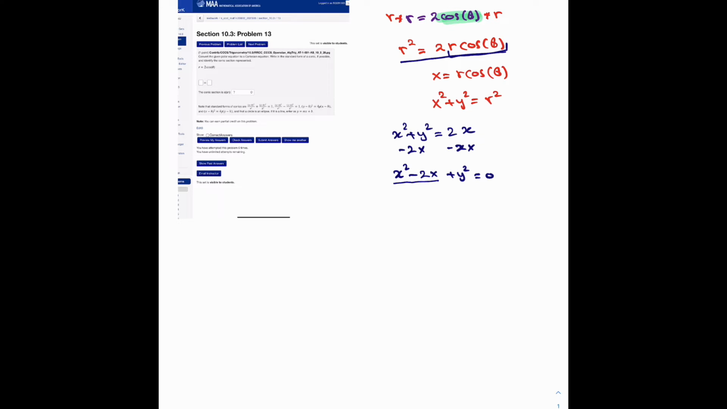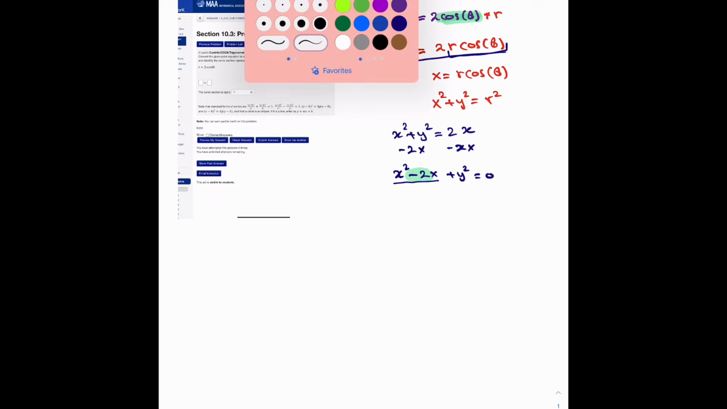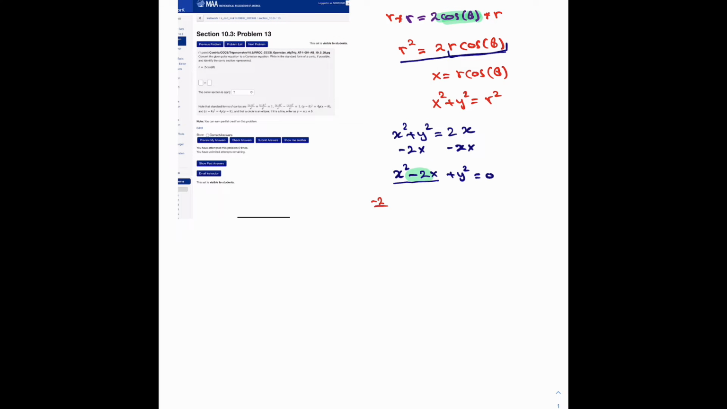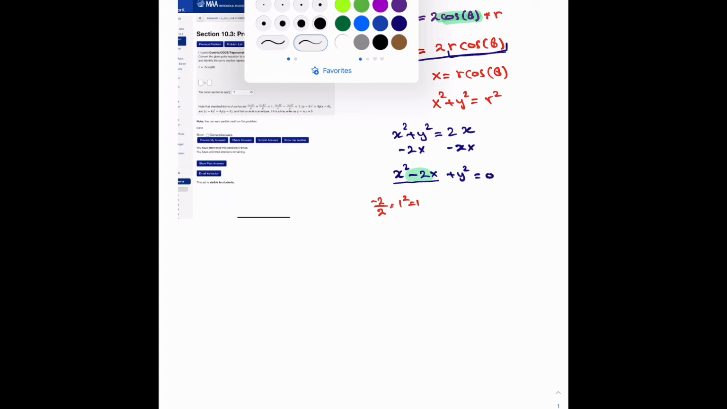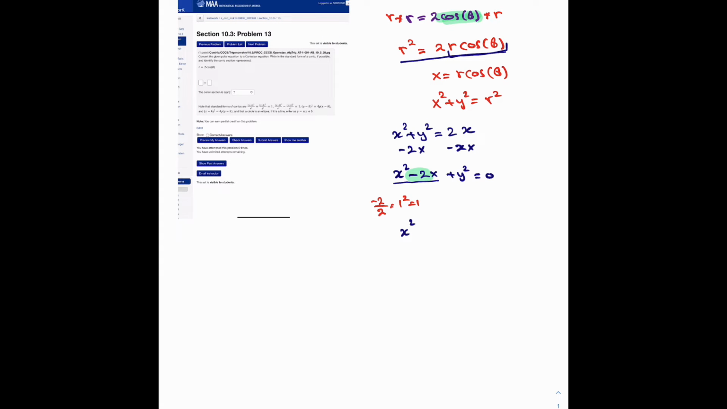So I'm going to take the middle term coefficient, and I'm going to divide it by 2 and then square it and add that number to both sides of the equation. So if I do that, negative 2 divided by 2 is equal to negative 1. If you square that, you get 1, which means I'm going to add 1 to both sides of the equation. x squared minus 2x plus 1 plus y squared equals 0 plus 1 is equal to 1. So I added 1 to both sides of the equation.